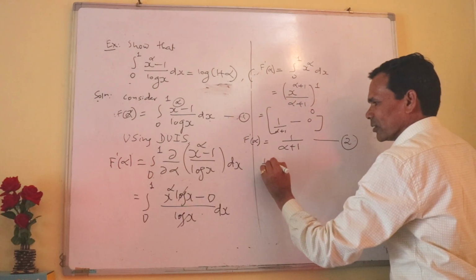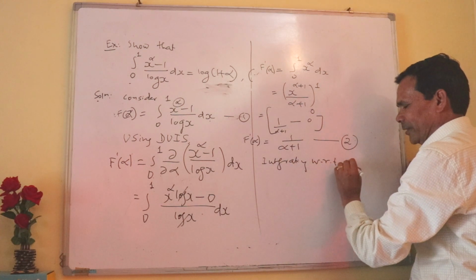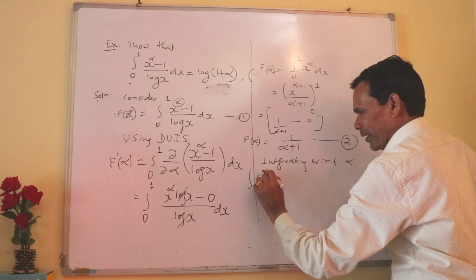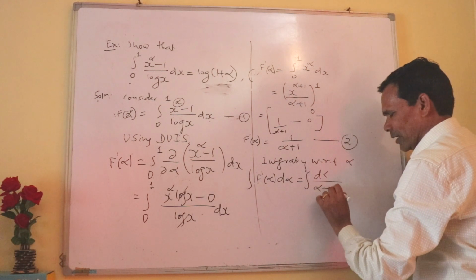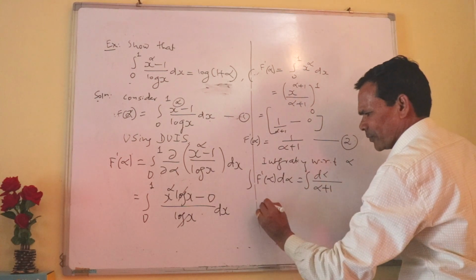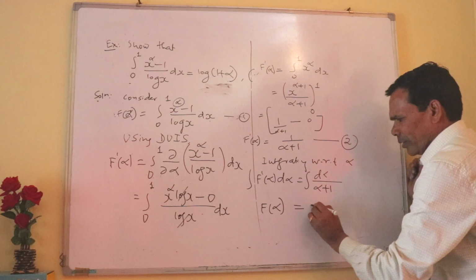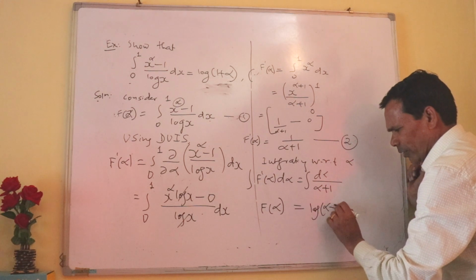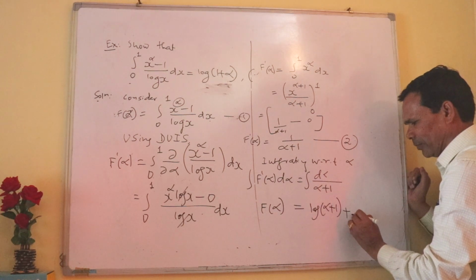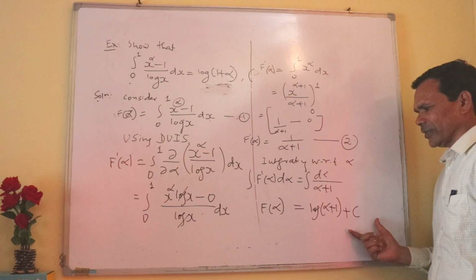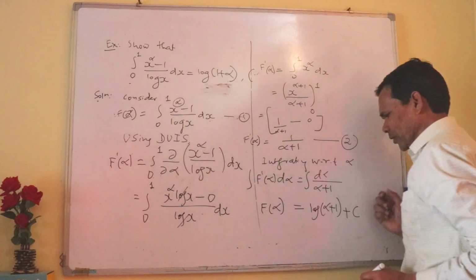Now, integrating with respect to the alpha parameter, the integration of F dash alpha d alpha is equal to the integration of d alpha divided by alpha plus 1. So F of alpha is equal to the integration of 1 upon alpha plus 1, which is log of 1 plus alpha, plus constant c. So the constant c is to be determined from the original integral 1, F of alpha.